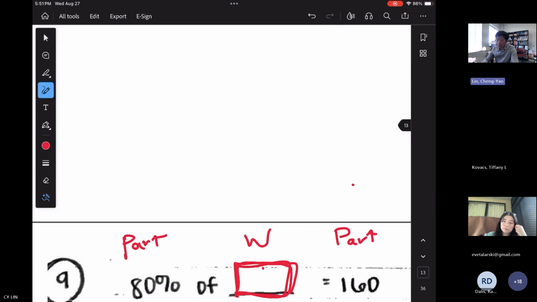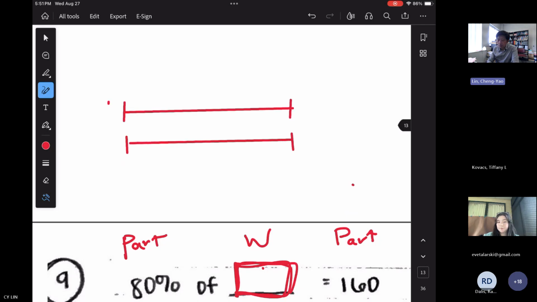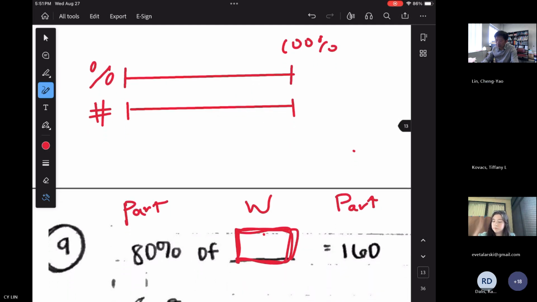So again, we can have a segment like this. This is a percentage, this is whatever number it is, and then the part. 100% is right here. We don't know the whole number, but we do know 80%. 80% is right here. Does that make sense to you? And the part right here is actually 160. Which one don't we know? The whole we don't know.